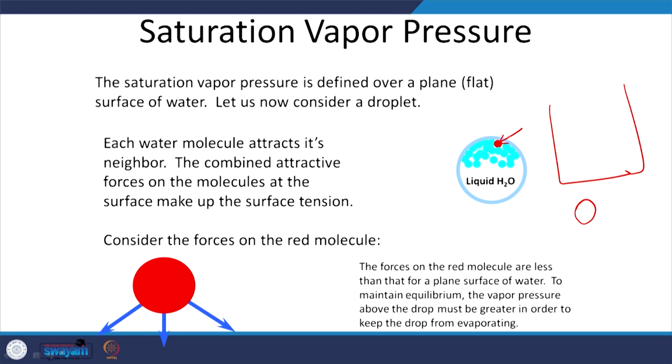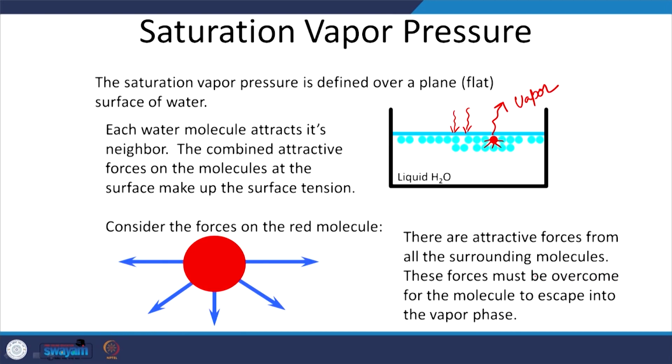Now here in this case, the idea of force is still the same. Each molecule attracts its nearest neighbors, so the combined attractive forces on the molecules at the surface make up the surface tension again. Consider the forces on the red molecule. The forces on the red molecule are less than that for a plane surface of water. It is obvious, visually you can appreciate the fact that it is sharing its neighborhood with fewer molecules in comparison to the case where it was in the plane surface of water.